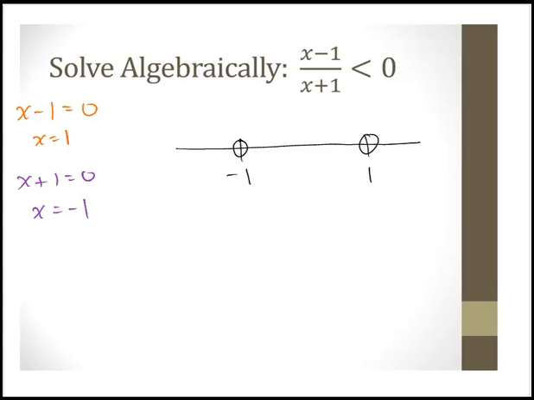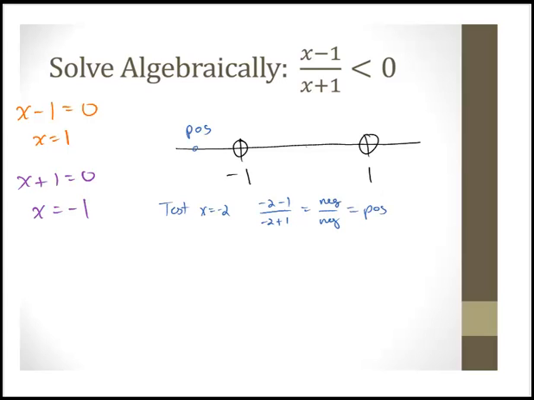Test the regions. So let me test negative 2. Then I would have negative 2 minus 1 over negative 2 plus 1. That's a negative over a negative, which is positive. So I have a positive in the first interval.